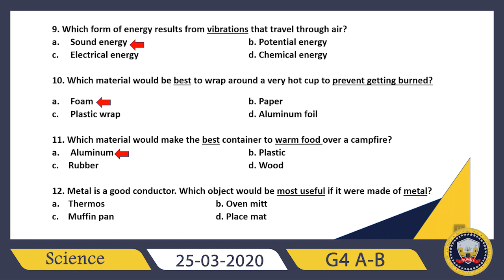Oven mitt. Is it normal for the oven mitt to be made of metal? Of course not. We cannot take any object from the oven with an oven mitt if it is made of metal. Thermos, no, we don't prefer the thermos to be made of metal. But muffin pan, of course, yes, because the muffin will be cooked inside the pan if it is made of metal, since metals are good conductors of heat.